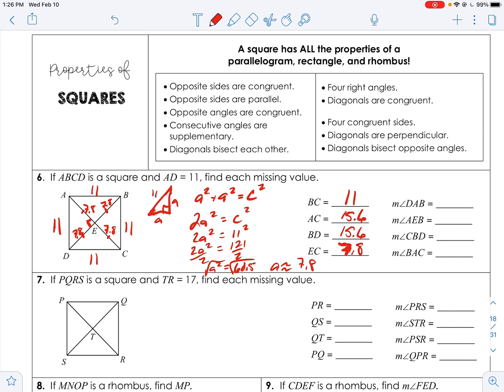There we go. The measure of angle DAB. Well, D to A to B, that corner, 90 degrees. AEB, that corner, 90 degrees. CBD, well, this cuts in half, and if it is a 90 and this is half, that's going to be 45 degrees. And from B to A to C, again, half of 90 is going to be 45 degrees.